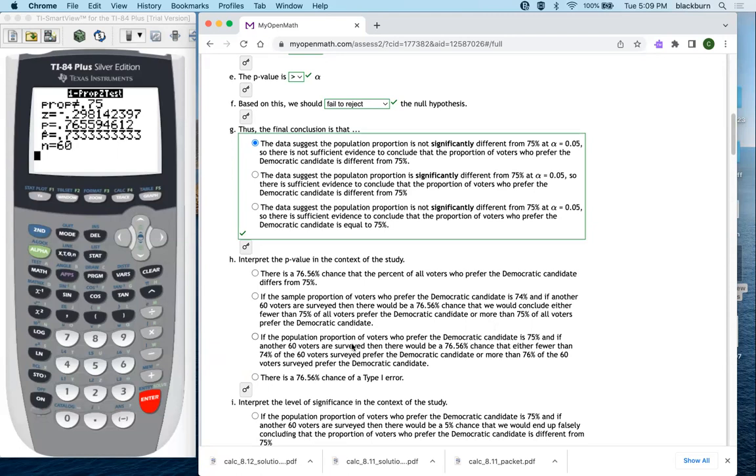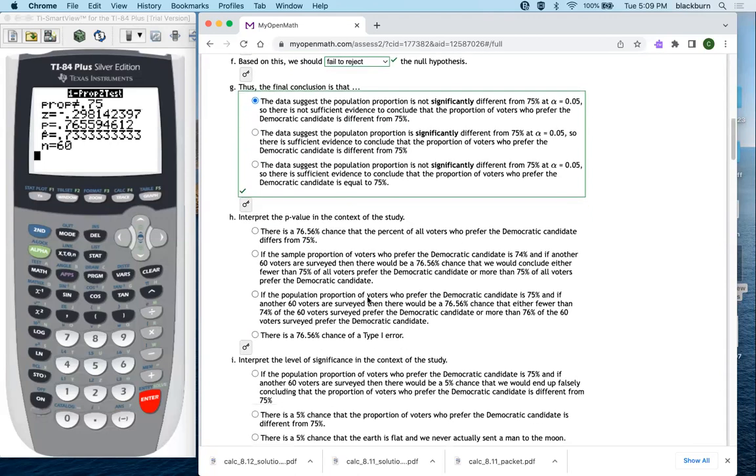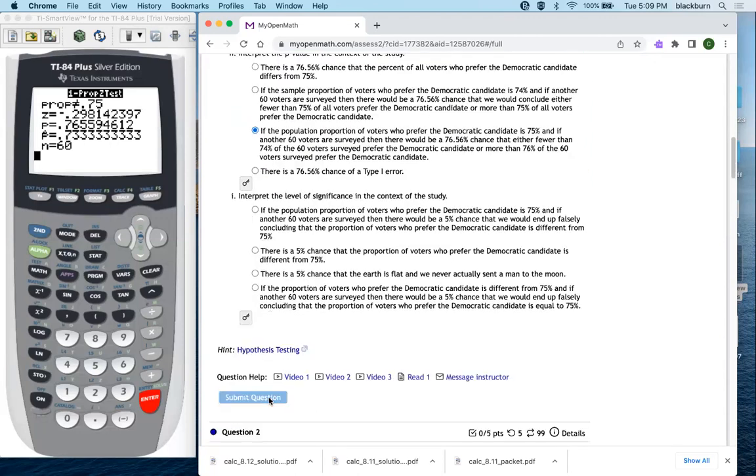The population proportion of voters who prefer the Democratic candidate is 75%. Okay, that's what we're trying to refute or accept the claim on, that 75%. And if another 60 voters are surveyed, then there would be a 76.56% chance that either fewer than 74% or bigger than 76%. So I'm not sure where they're getting those numbers. It must be from the 0.73 here. So that's the one I'm going to choose.